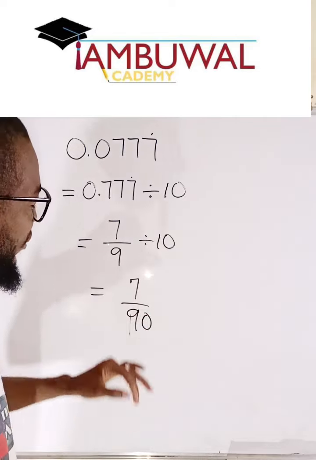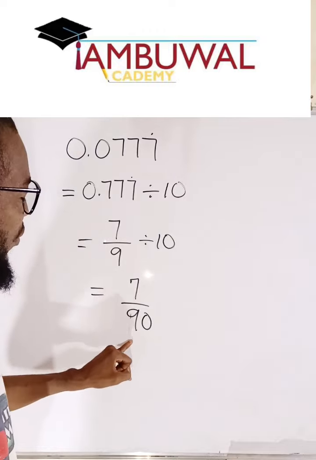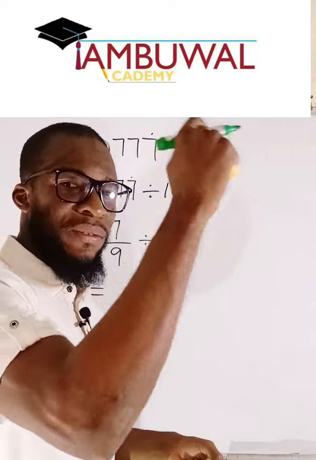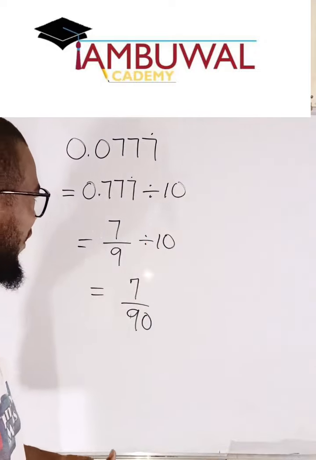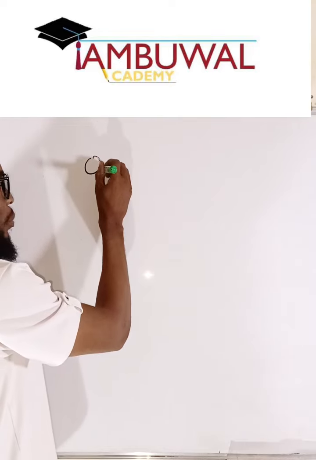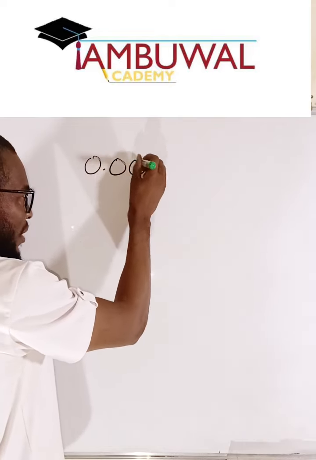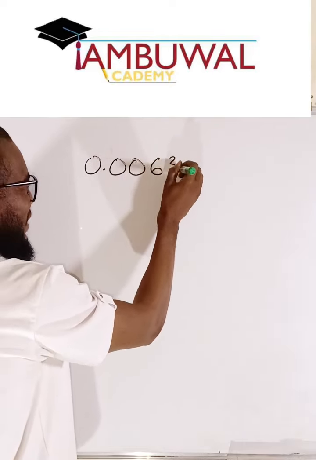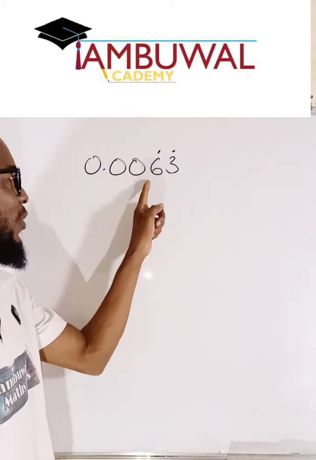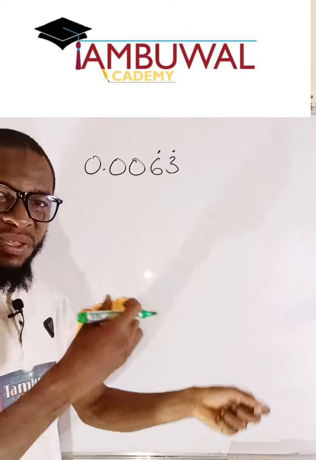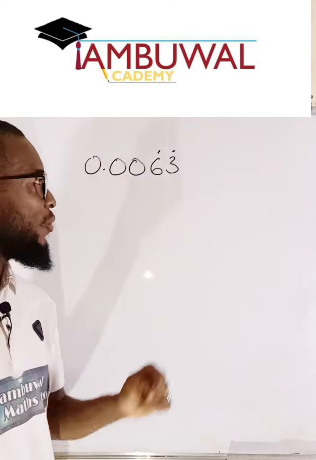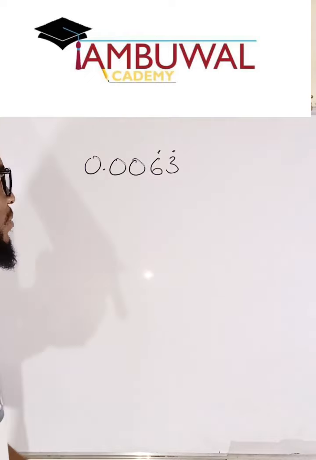And if you take your calculator and divide 7 by 90, you're going to obtain 0.0777777 in that order. Let's take another example. What if we have 0.0063 recurring? It is only 63 that keeps on repeating, but we have two zeros before 63.